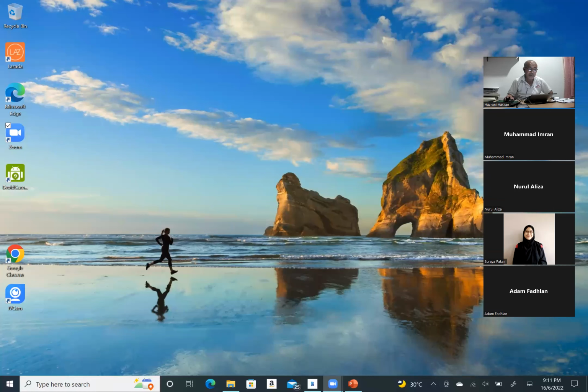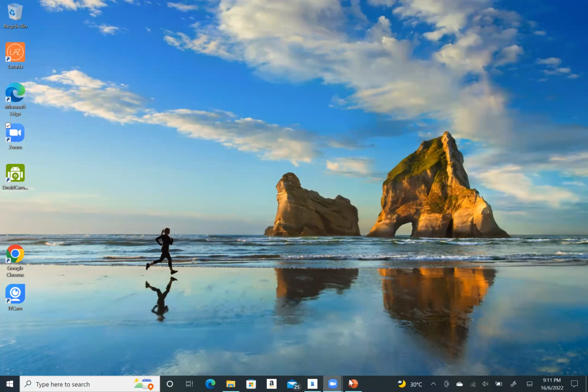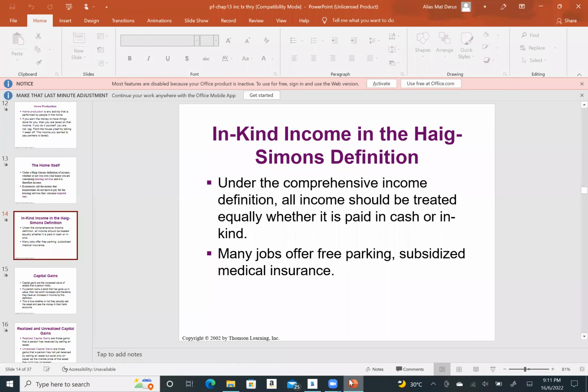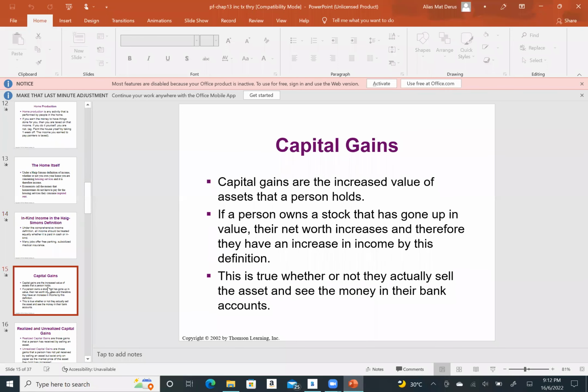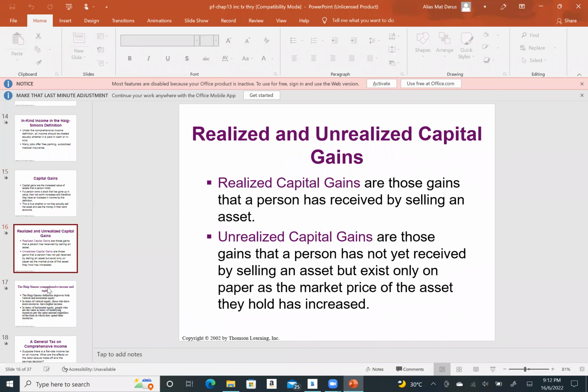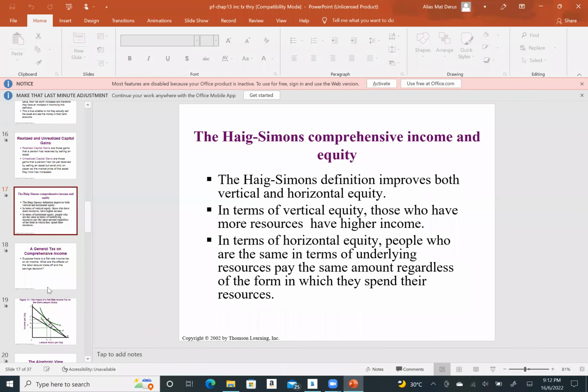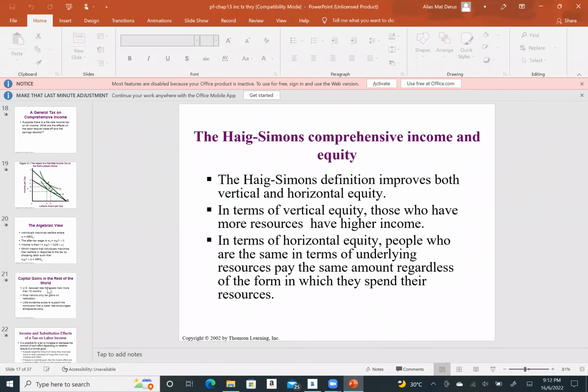Okay, can you see the screen? Alright. I think we were doing this one.